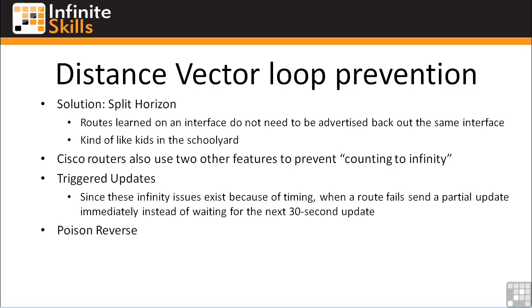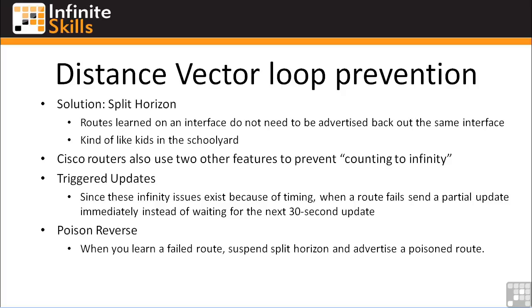The second feature that Cisco routers use is called poison reverse. And in this case, when I learn a failed route, whether it's locally or from another router, I'm going to suspend all my split horizon rules and I'm going to advertise that poisoned route out to everyone. And that ensures that all of my neighbor routers know that this route is poisoned no matter which router you learn it from. You can't get there from here at all.